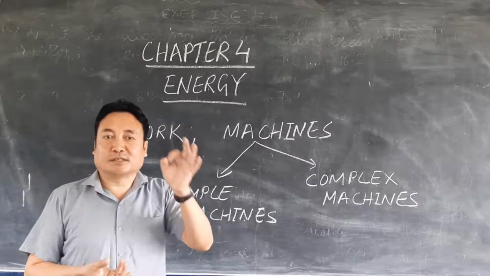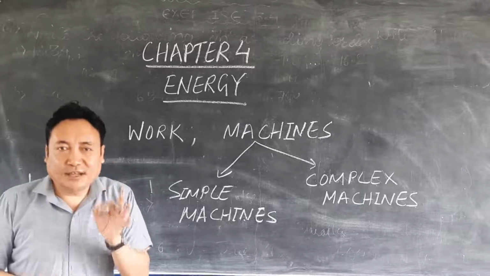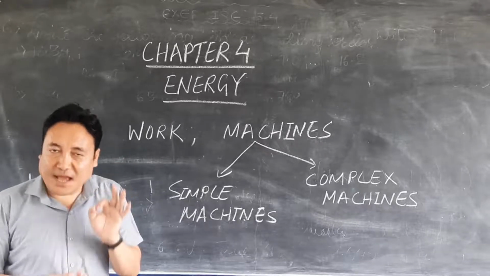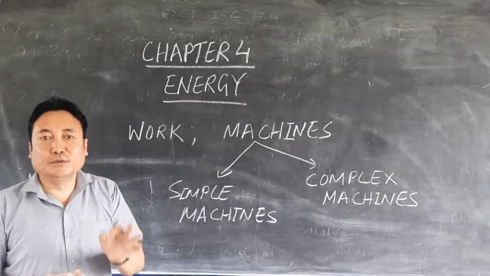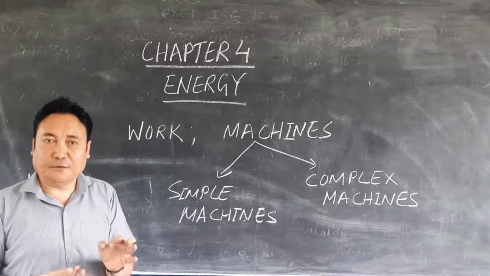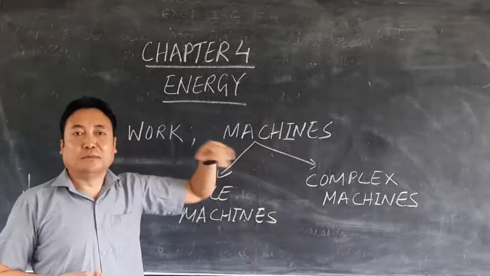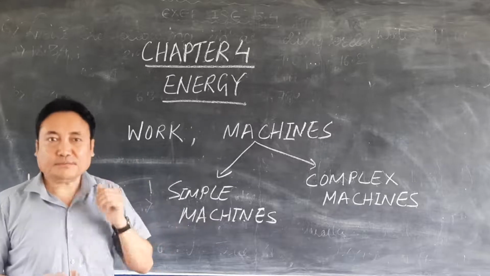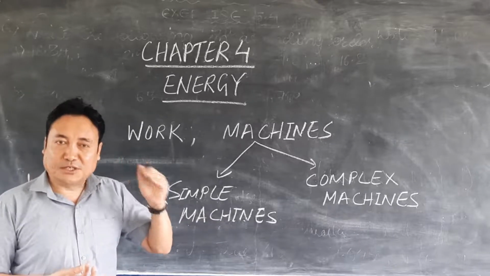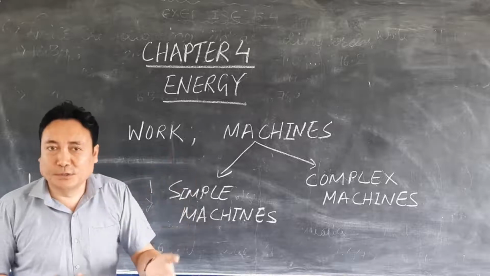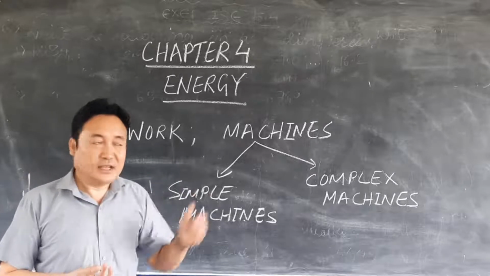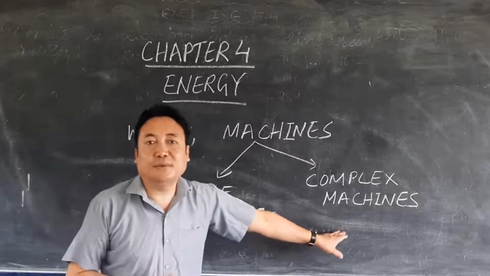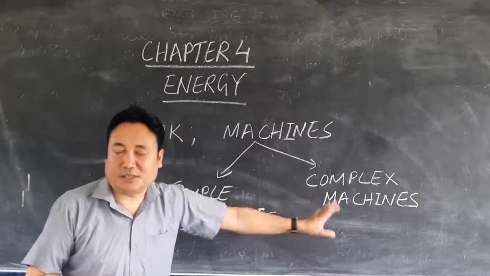So some of the work is very difficult to perform by using muscular force. In that case, you will use a machine. Therefore, when we talk about the term machines, machines are devices, tools, which make our work easier and faster. And there are two types of machines. One is simple machines and the other is complicated or complex machines.